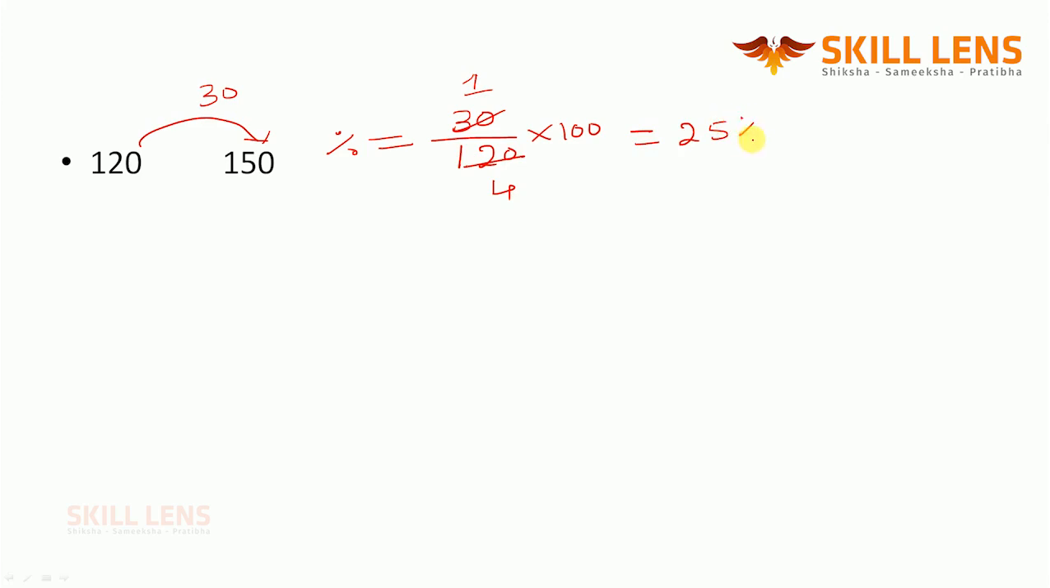25%. 1 by 4 is what? 25%. But if you look at the change, 150 to 120. The change is what? Minus 30.